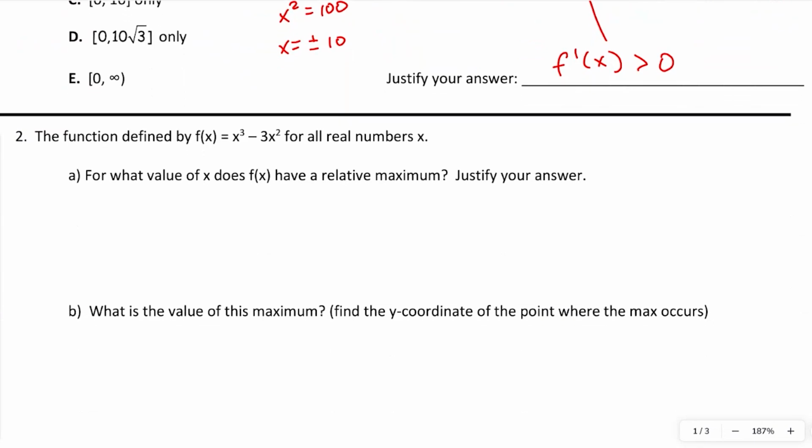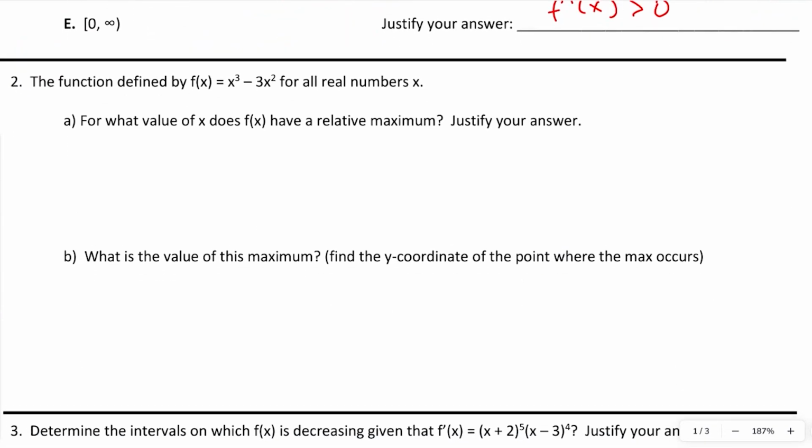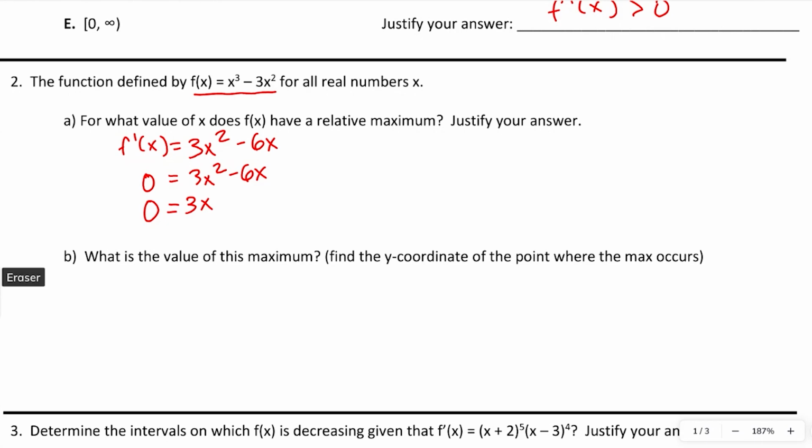Number two, we're given another cubic function here. And it says, for what values of x does it have a relative maximum? So we need to find the derivative and set it equal to 0 to find those critical points. We can factor out x, actually 3x. You know what? Let's actually divide everything by 3. Let's make this even easier. Then we can factor out an x as a GCF. And that's going to lead us to having two critical values, one at x equals 0 and one at x equals 2.